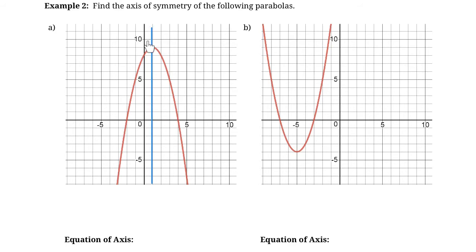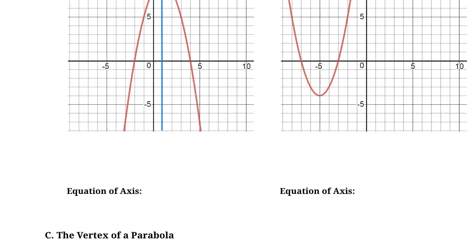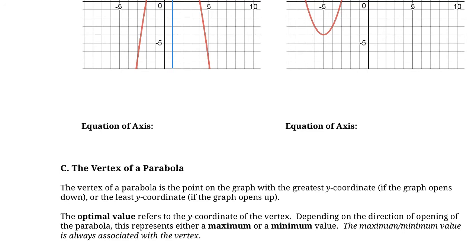So if I follow my blue line, I can see that it is touching my x-axis at a value of 1. So when we report our answer, we are asked to report it as an equation of the axis of symmetry. And so to write it as an equation, you're going to say x equals 1. We use the letter x because the symmetry line is crossing or touching the x-axis.